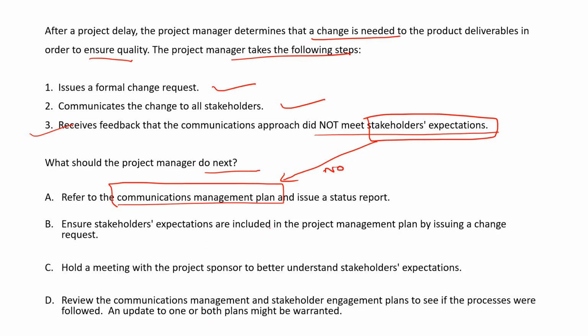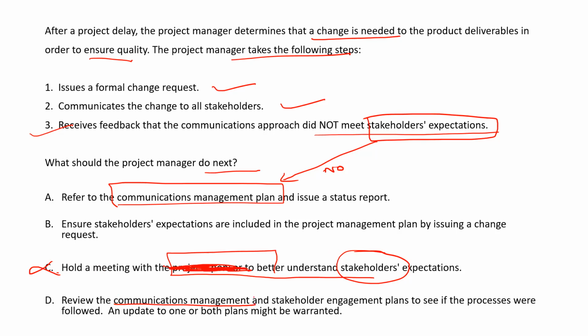Ensure stakeholder expectations are included in the project management plan by issuing a change request. Hold a meeting with the sponsor. Why do you have to understand from the sponsor? You have to go to the stakeholder, right? If I remove this, hold a meeting with the stakeholder to understand their expectation, then it could be the correct answer. Yes, sir. Direct meeting is the correct answer. Right. But in our case, this is not.